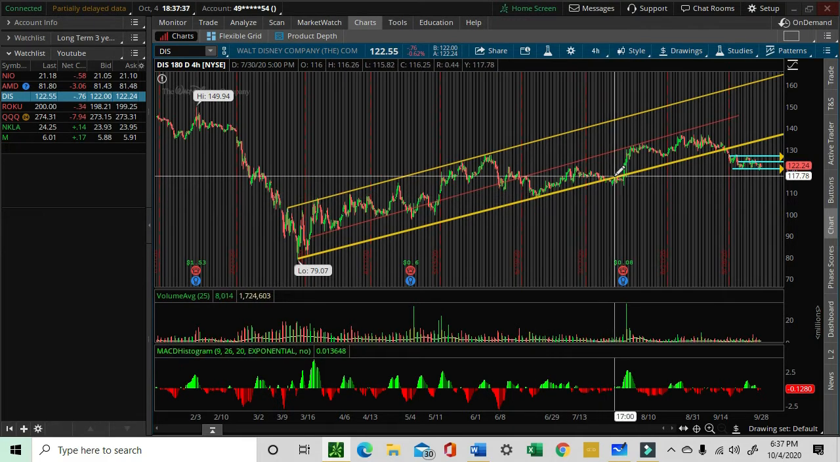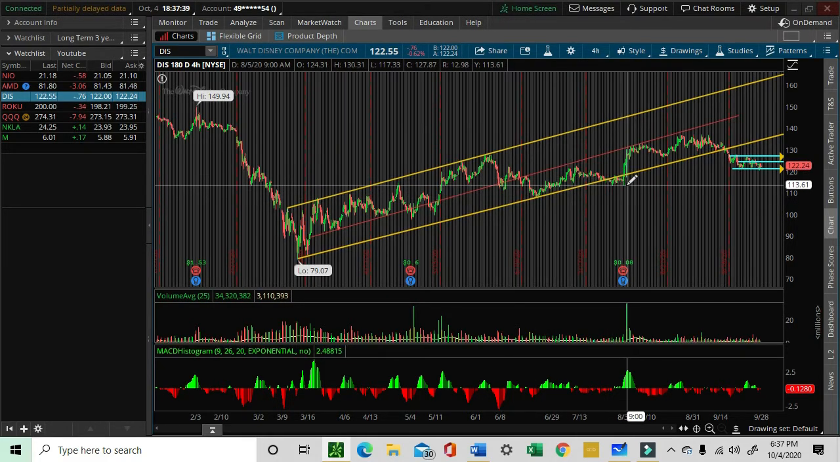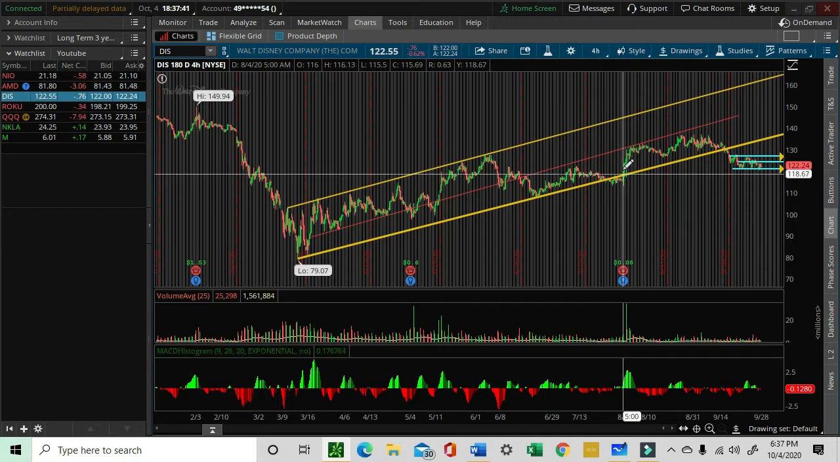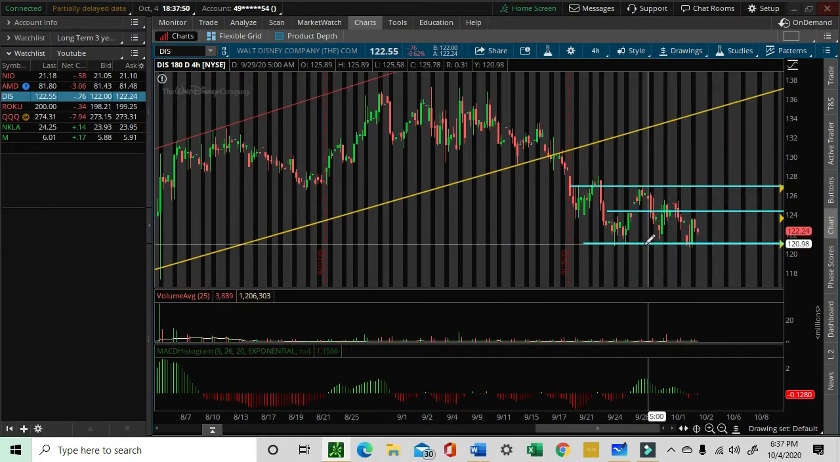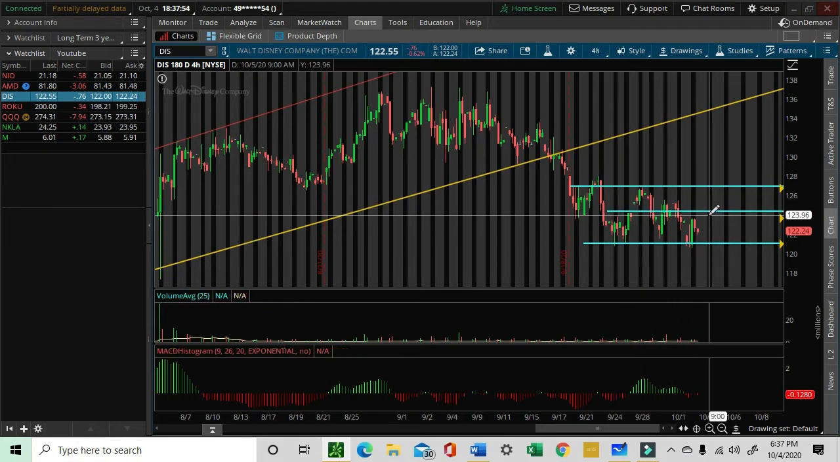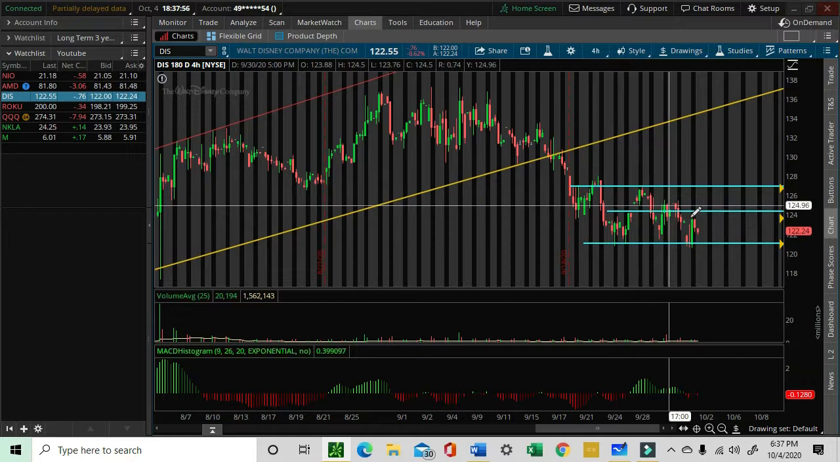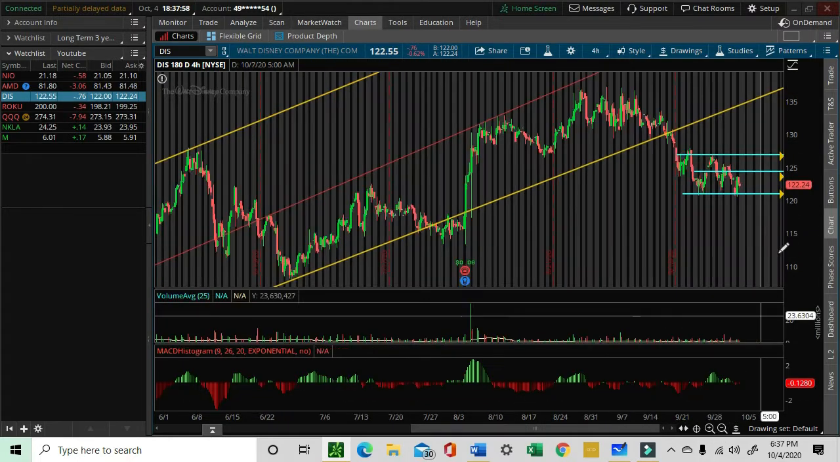See, support, support. Yes, it was a small break, but it pulled right back to support in a couple days. Boom, hit my median resistance, pulled back down. Median resistance, pulled back down. Now, where we're currently at, we're trading in a little range, right? So that's why I have my median support here and my resistance. So that's how I would go about trading this.